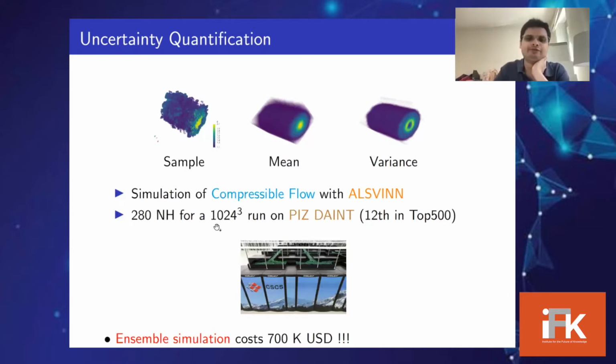And even on this, a single simulation requires 280 node hours. But the point is, people doing engineering are not interested only in this single realization of the flow because it's chaotic. A slight change is going to lead to something completely different. So what you're interested in are computations of statistics, things like the mean, the variance, probability distributions, and so on.